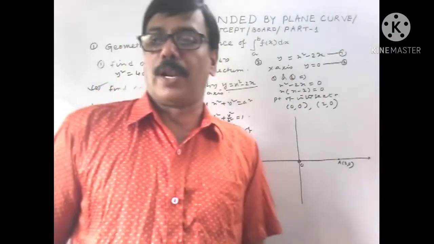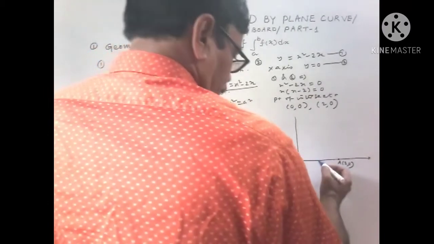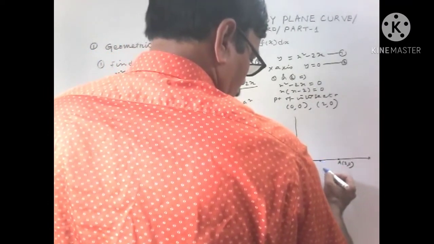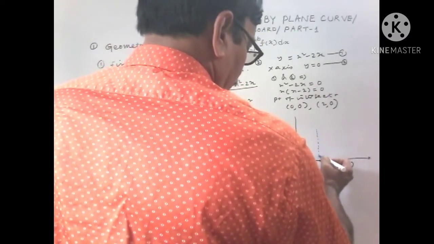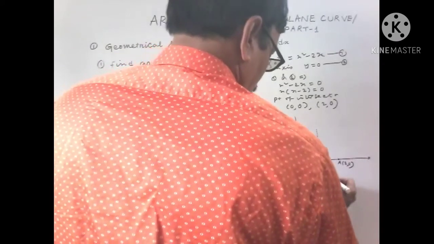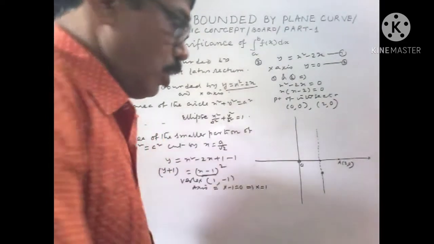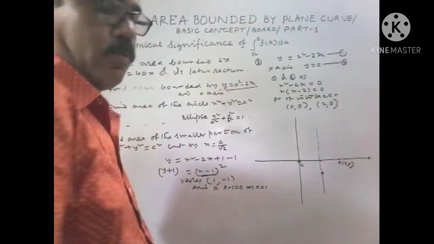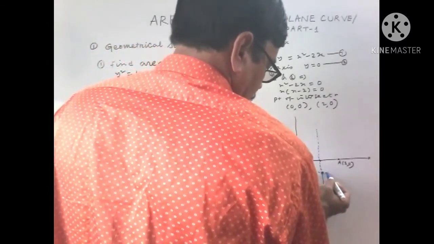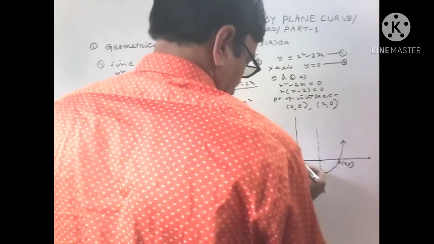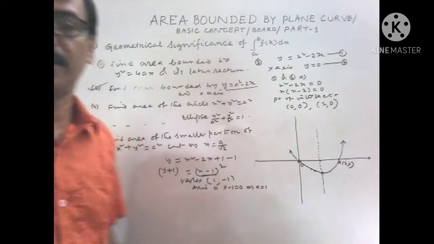So to draw the graph of the parabola, we need vertex. Vertex is (1, minus 1), and axis is x equals to 1. This is the vertex. Now the coefficient of x square is positive, so it opens vertically upward. So the figure will be like this. This is the parabola.